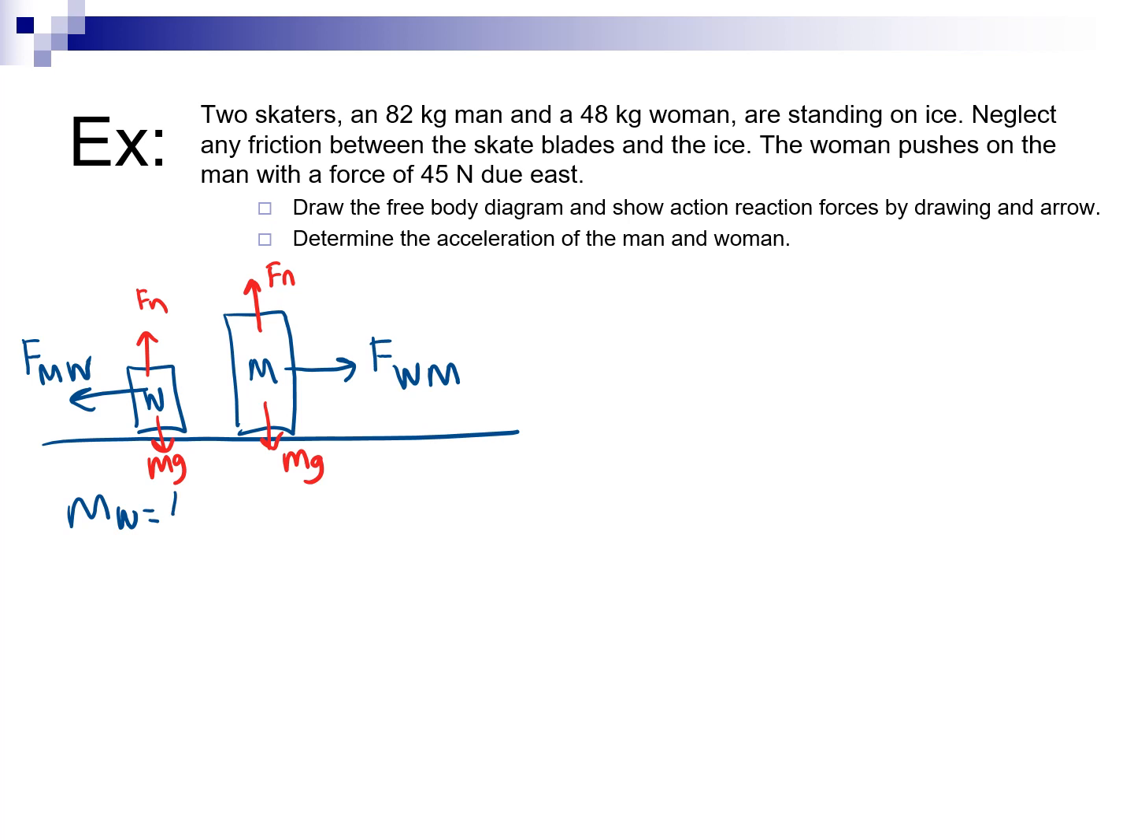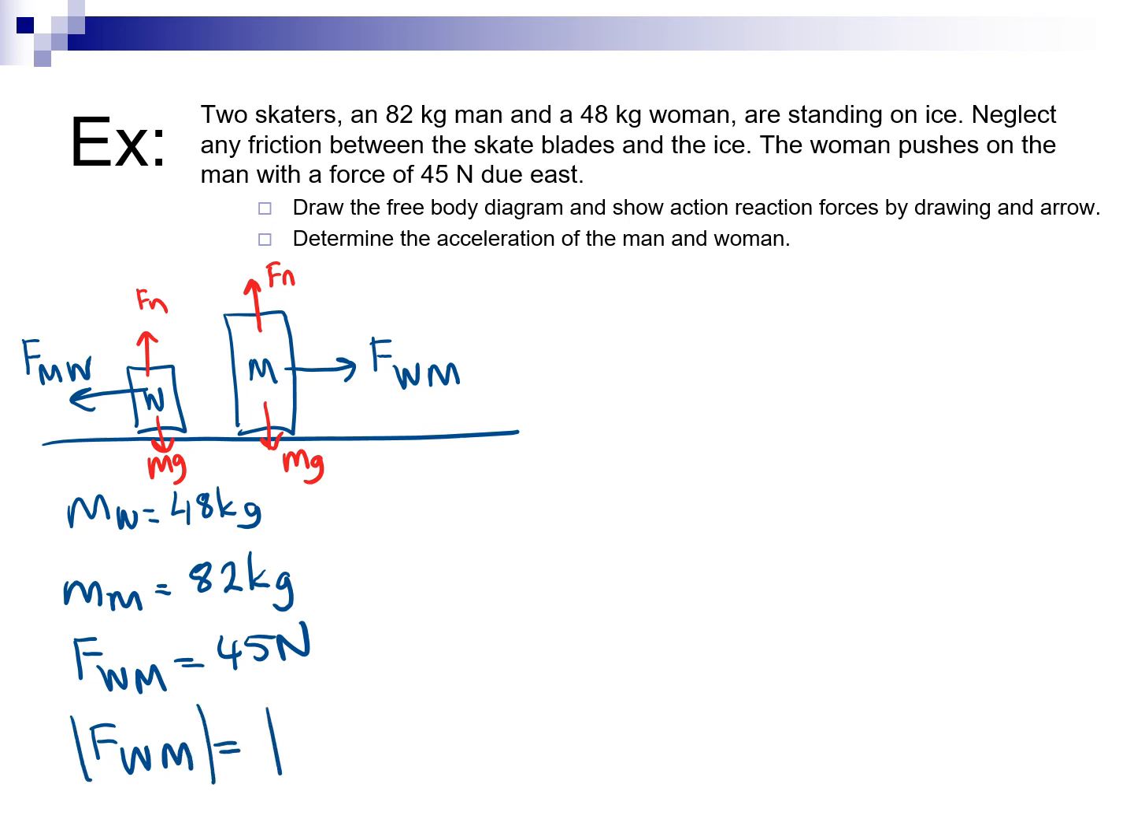So let's continue with writing down the rest of the givens. So masses are given. Mass of the woman is 48 kilograms and mass of the man is 82 kilograms. And we know the action force of woman on man is 45 Newton. But we know from Newton's third law, action and reaction forces are equal in magnitude. So with this information, we can easily solve the acceleration using the second law.